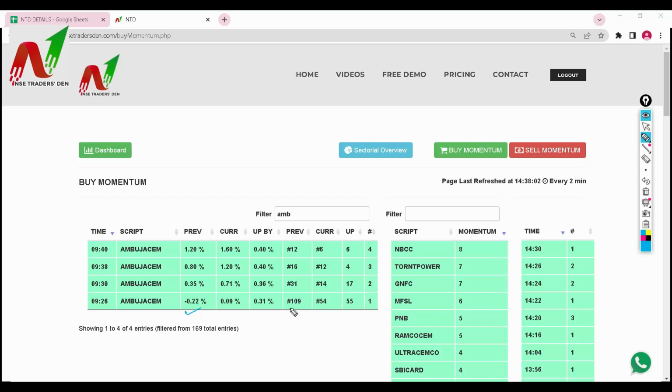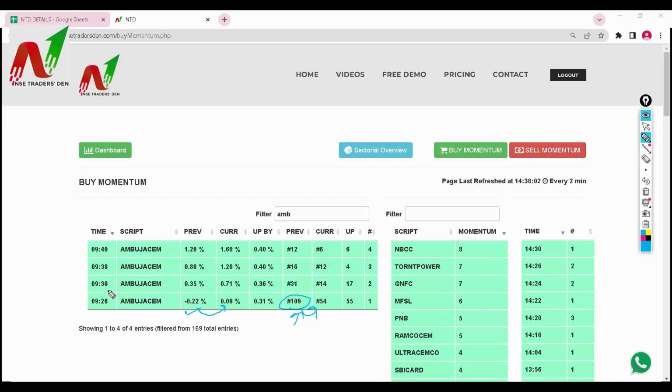Before the bulk order, the price was negative and the rank for the stock was 109. You can check it out here. After the bulk order, when the price went from negative to positive, the ranking also changed from 109 to 54. This shows there's a strength in a bulk block deal.